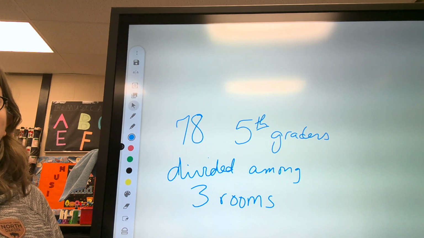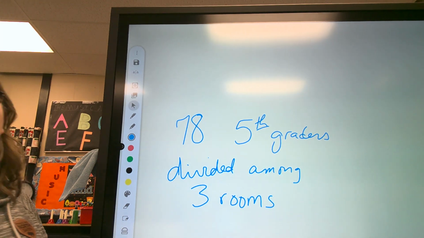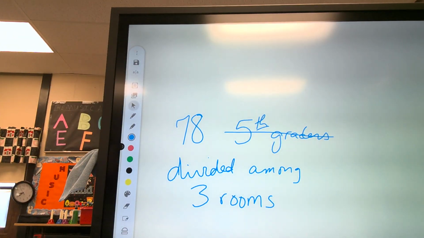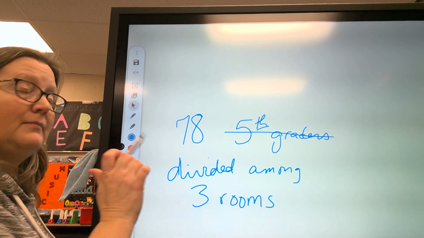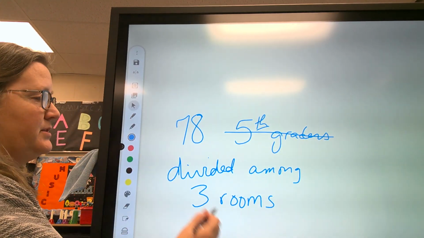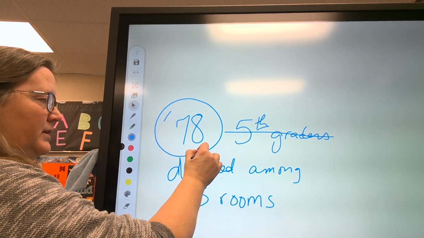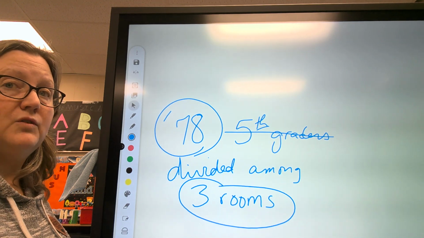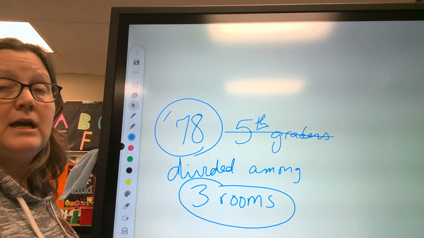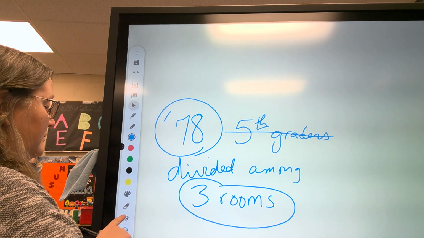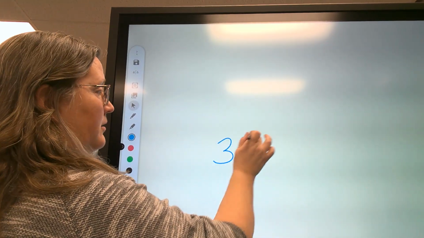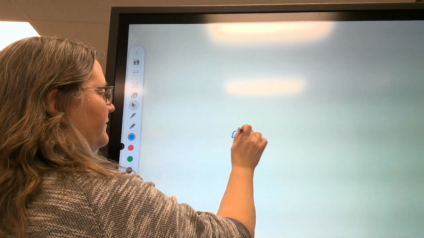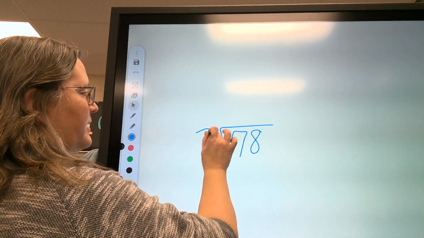Is there anything up here I don't need? Yep. I don't need to know that it's 5th graders. That's just extra number information. So, right, it's just extra information that can confuse us. So we have 78 students that we want to divide amongst 3 rooms. So I'm dividing, it tells us that, right? So what problem am I going to write? 3 divided by 78? No, 78 divided by 3. Yep. 78 divided by 3.